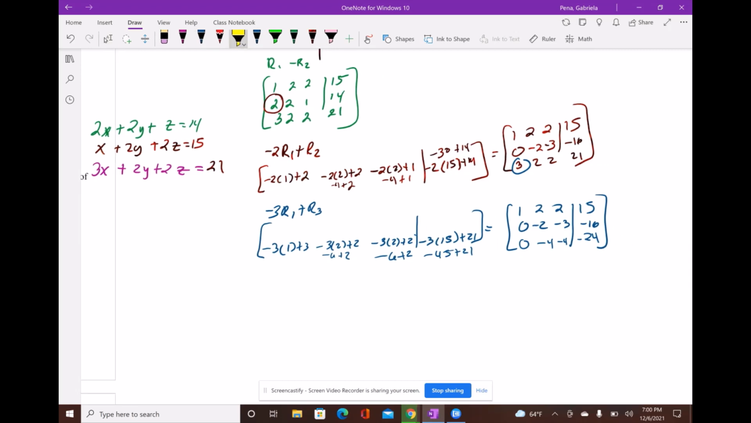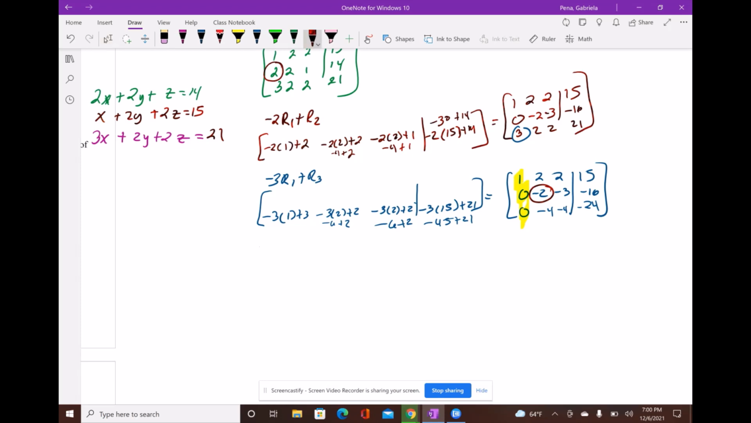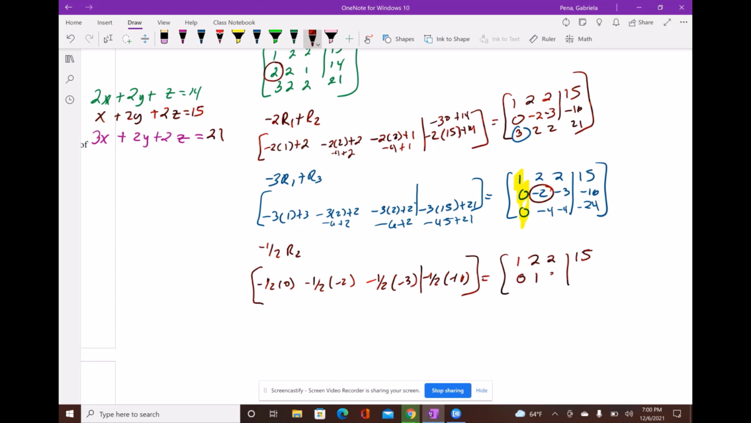So we're done with the first column, but now we have to make this guy into a 1. How do you do a 1? Reciprocal. Negative 1/2 times row 2. Negative 1/2 times 0. Negative 1/2 times a negative 2. Negative 1/2 times a negative 3. And a negative 1/2 times a negative 16. First row stays the same. 0, 1, 3 over 2, 8. 0, negative 4, negative 4, negative 24.